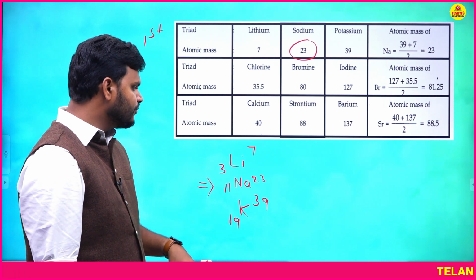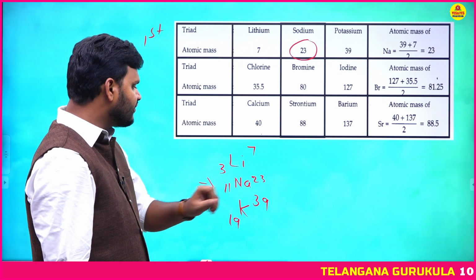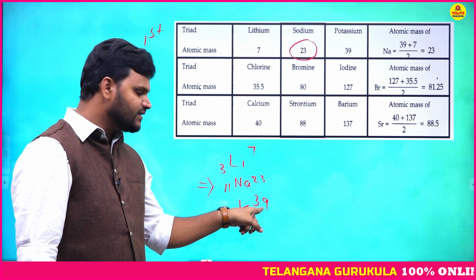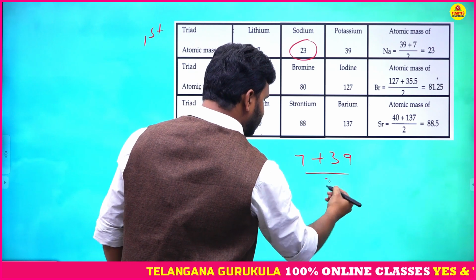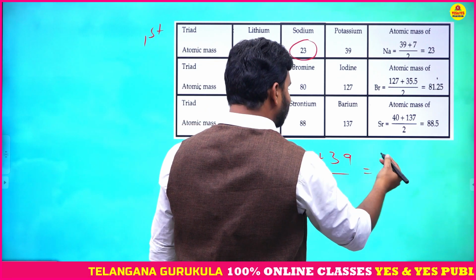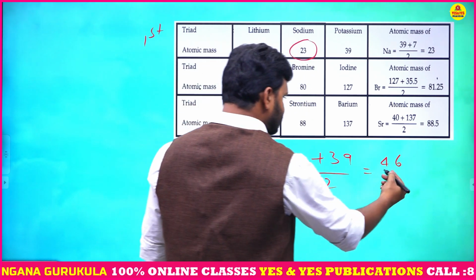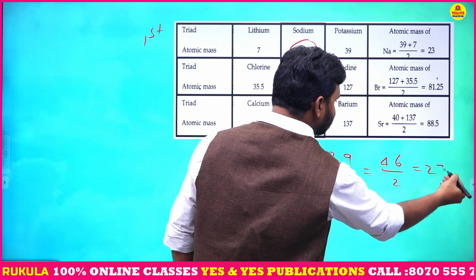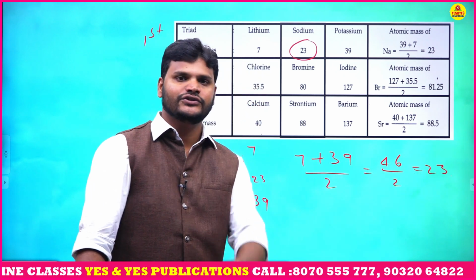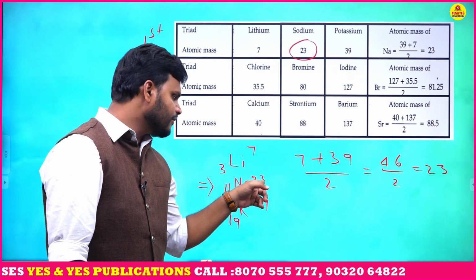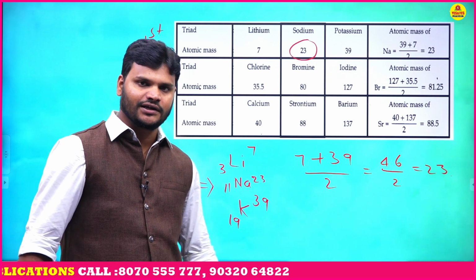According to the Döbereiner triad statement, we have to take the average of the first and last atomic masses. Take 7 plus 39, which is 46. Average means divide by 2, so 46 by 2 gives 23. The average atomic mass value is 23, and the middle element's atomic mass is also 23. Is it clear? It matches. Suitable.